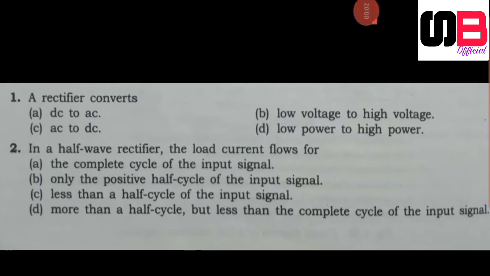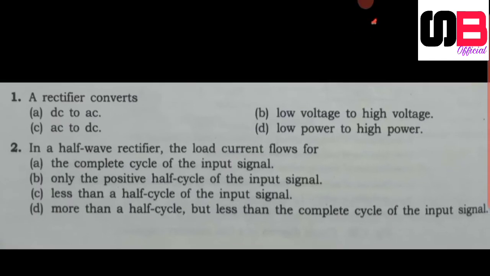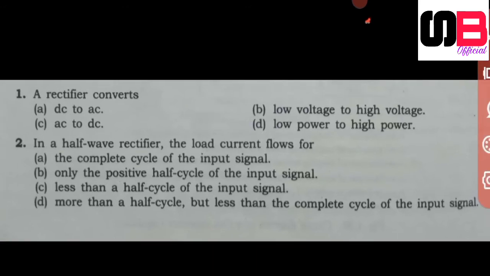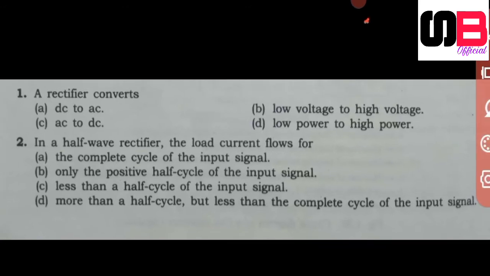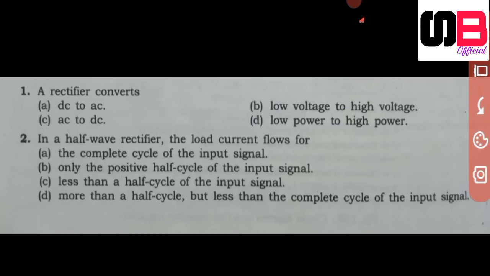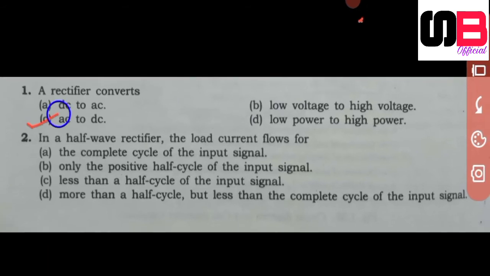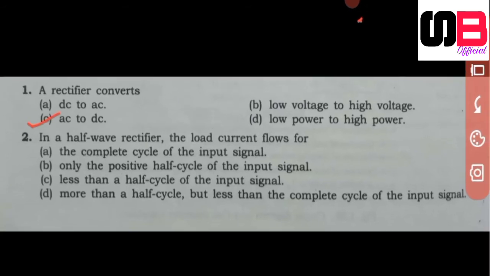Now comes to the MCQ questions. The first question is the rectifier converts. Option is DC to AC, low voltage to high voltage, AC to DC, and the last one is low power to high power. So already we know the rectifier converts the AC signal into DC. So the option is AC to DC.